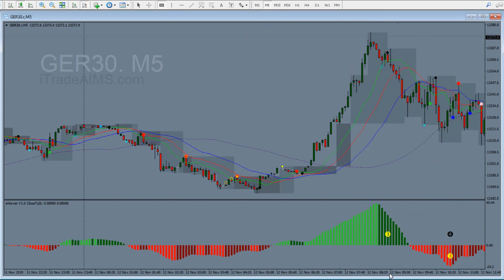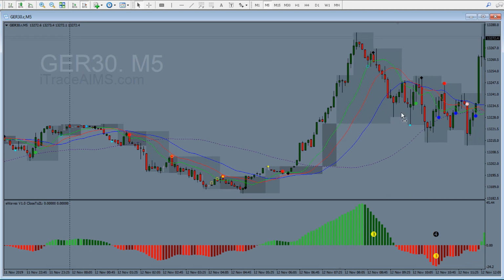When the higher time frame, or when the trend is up on the M5, the moves on M1 are always going to be stronger in that direction. So the trend is up.